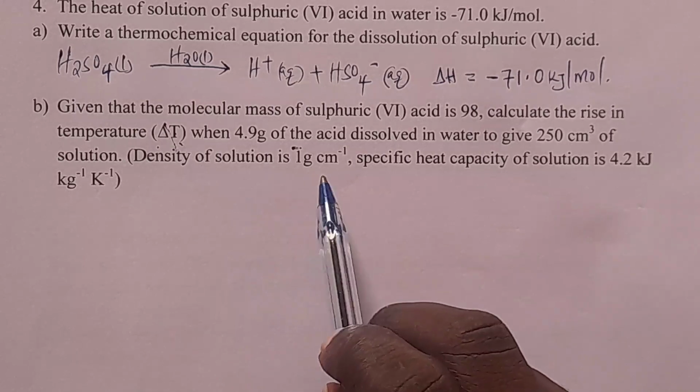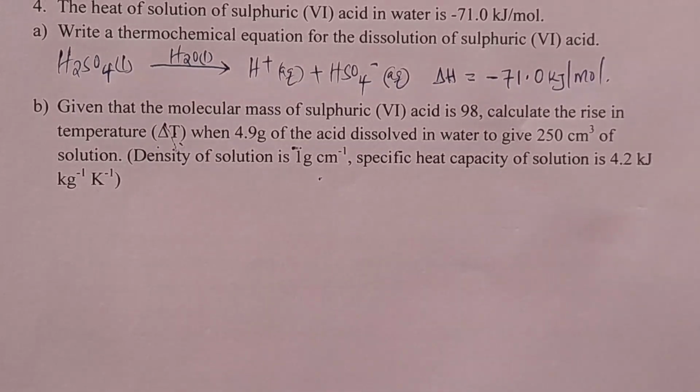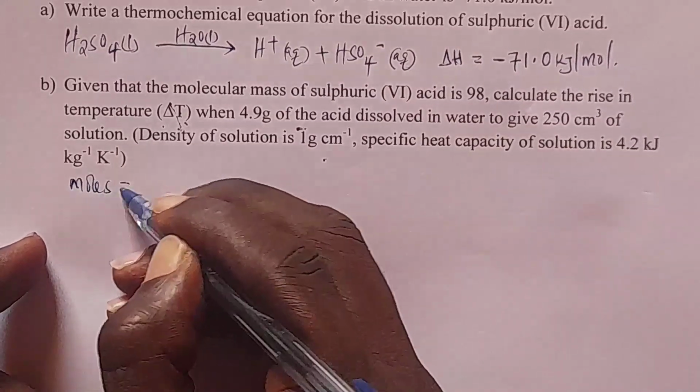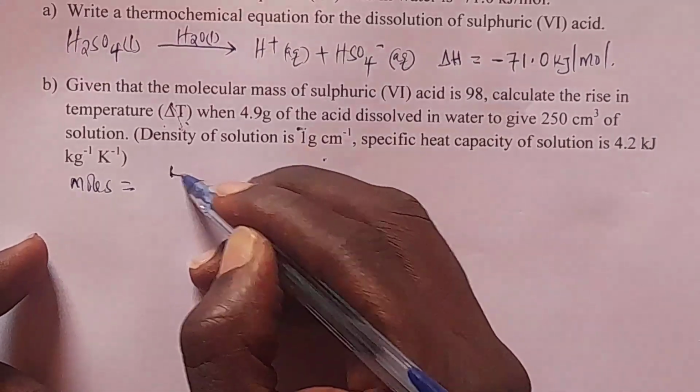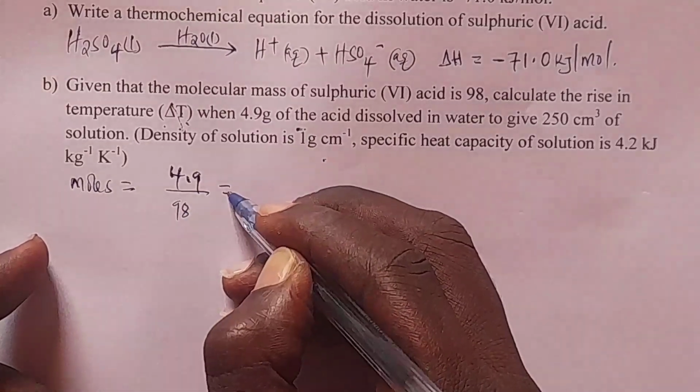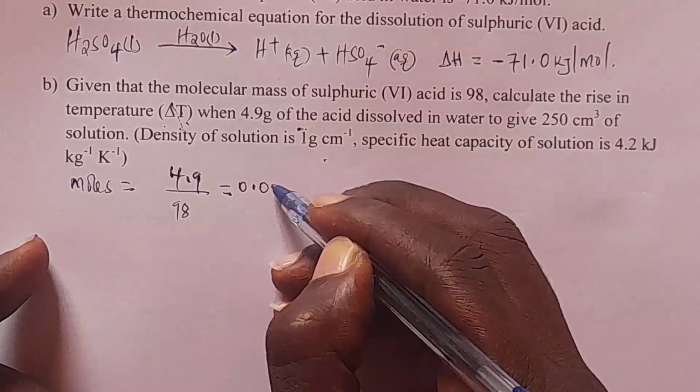We have been given the density of the solution and the specific heat capacity. So we start first of all by getting the moles of sulfuric acid. How do we get moles? We get moles by mass over molar mass. So the mass is 4.9 over the molar mass, 98, because it has been given. Here we are going to get 0.05 moles.